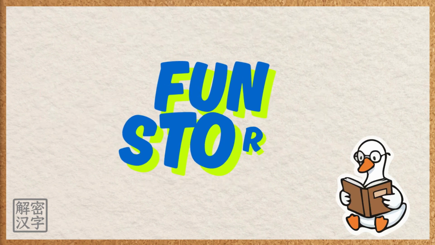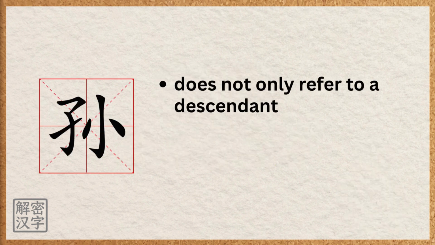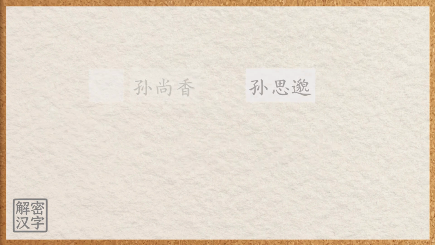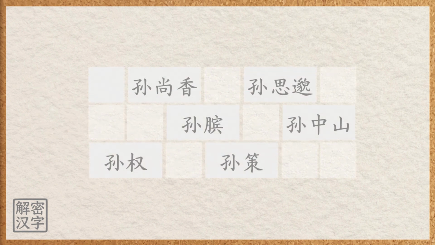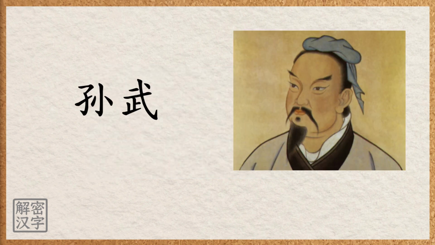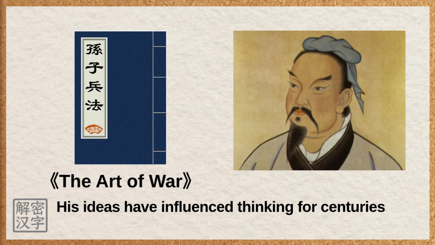Let's look at a fun story behind this character. The character Sun does not only refer to a descendant, it is also a very old Chinese surname. Throughout Chinese history and culture, this surname appears in many well-known figures. One of them is Sun Wu, better known as Sun Tzu, an ancient military strategist associated with Sun Tzu Bingfa, the art of war. His ideas have influenced thinking for centuries.